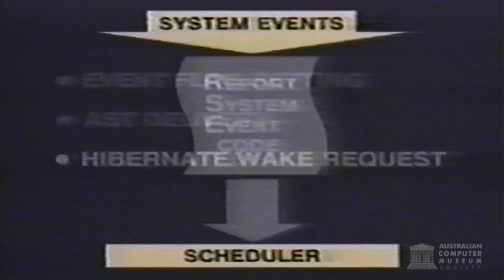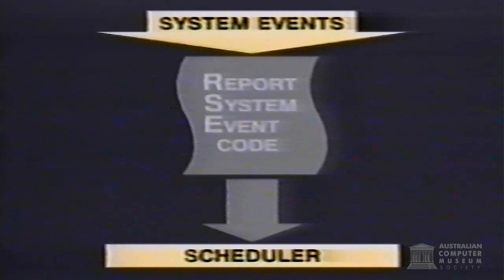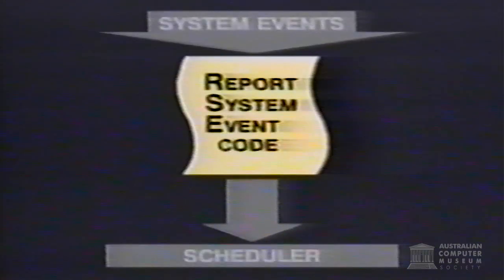System events which impact a process state are generally reported to the scheduler via the Report System Event, or RSE, code. When system events occur, the RSE code executes to find out what system event occurred and what to do about it. If the system event results in a change of state, the state of the process is changed.